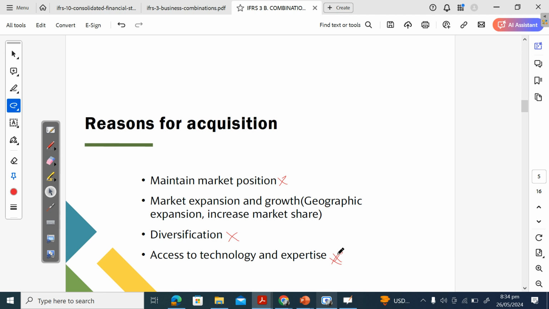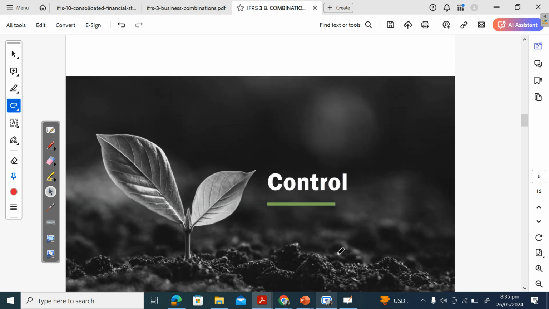For instance, some years back, Facebook acquired WhatsApp, and by acquiring WhatsApp, Facebook was able to access the technology and the expertise of WhatsApp. So there are good reasons why companies engage in acquisition.